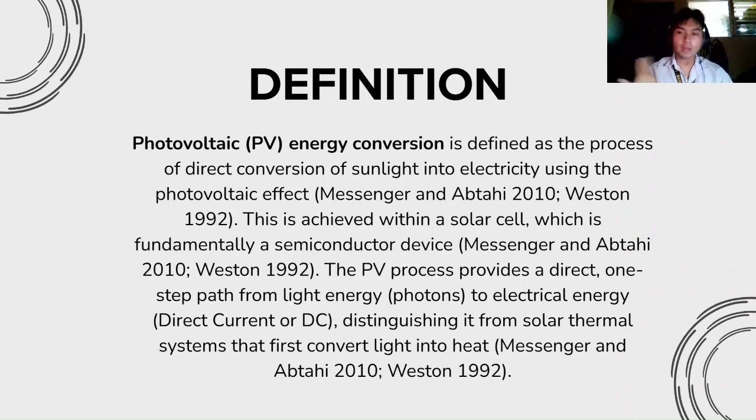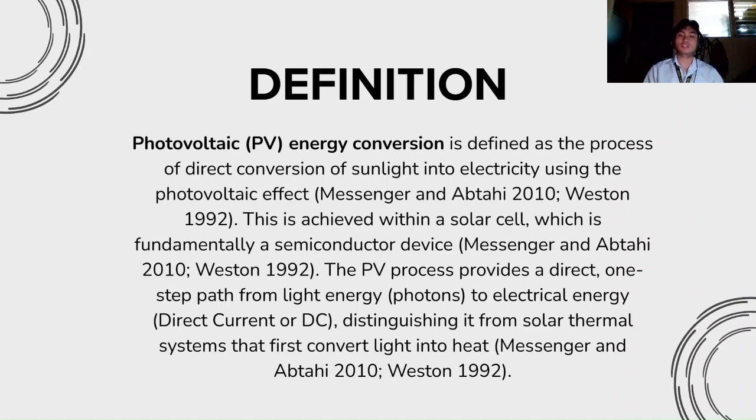So this is a one-way path, sunlight to electricity. It cannot go from electricity to sunlight, or if you try to force that, that will be another process. That will not be photovoltaic energy conversion. So the energy produced is DC current, direct current.